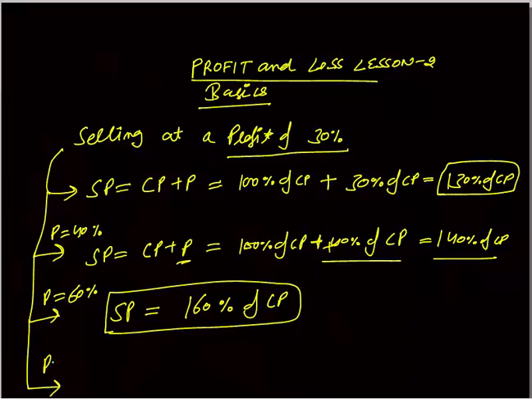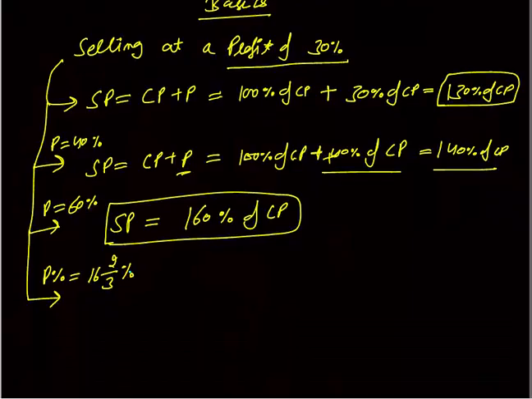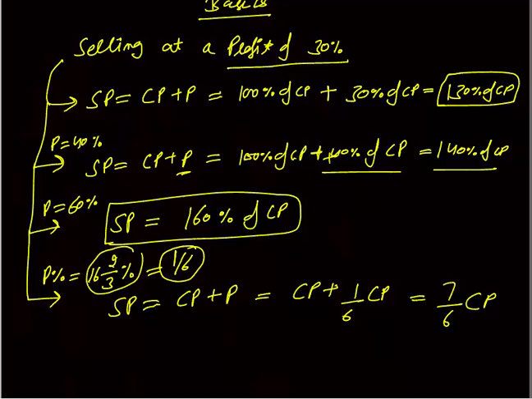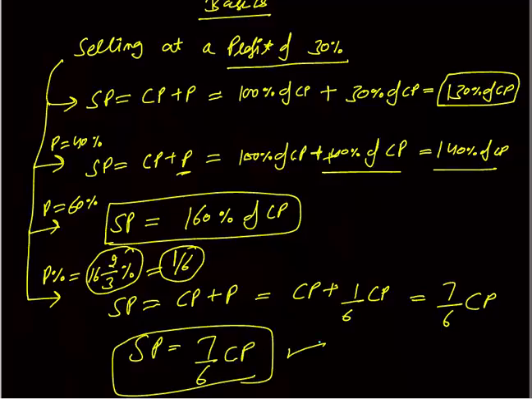If the profit percent is, let's say, 16 2/3%, now I can't use the decimal, I will use the fraction here. So selling price will be cost price plus profit. This is CP. Now what is profit? This is 1/6. So 1/6 of cost price. Profit is 1/6 of cost price because profit is always calculated on the cost price. This is 7/6 CP. So whenever there is a 16 2/3% profit, my selling price would be straight away 7/6 of cost price. This should be the first thing that you write in exam.